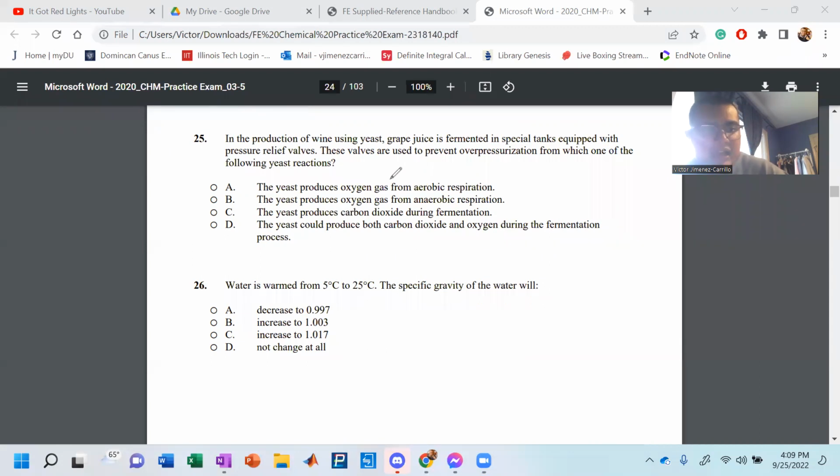Well, the general products of fermentation are C2H5OH, which is ethanol, and carbon dioxide. With that being said, read all the choices. Produces oxygen gas? No, because there's no oxygen in the product of fermentation. Carbon dioxide in fermentation? Okay. Carbon dioxide and oxygen? There's no oxygen in the product, so the answer is C.